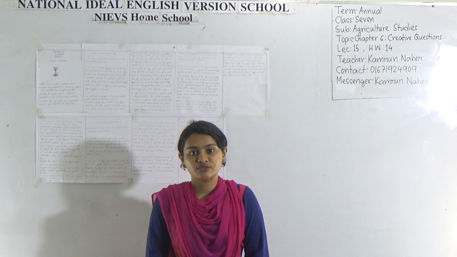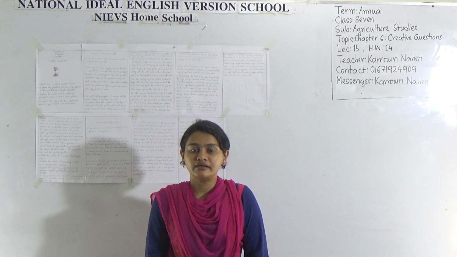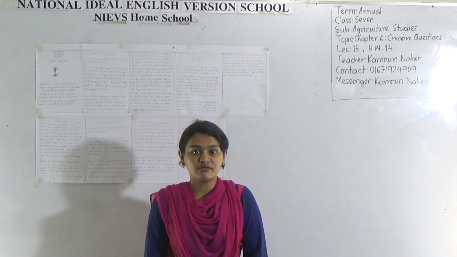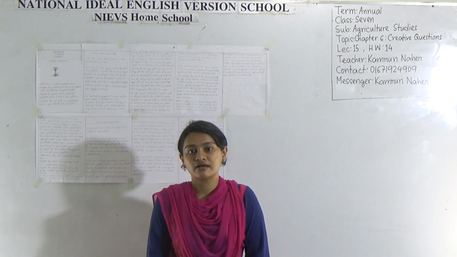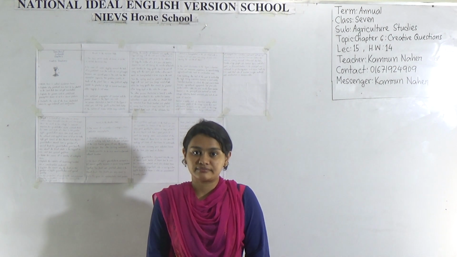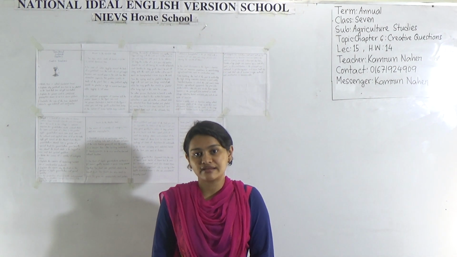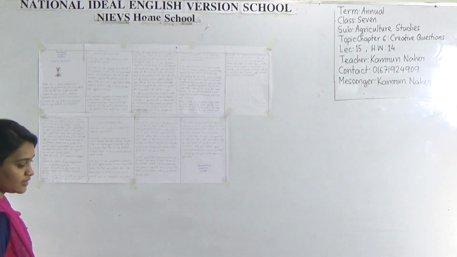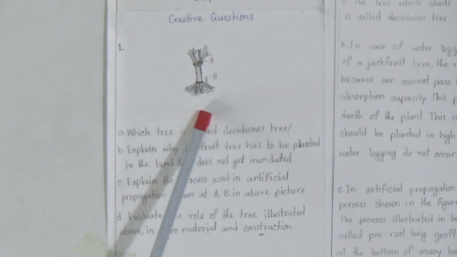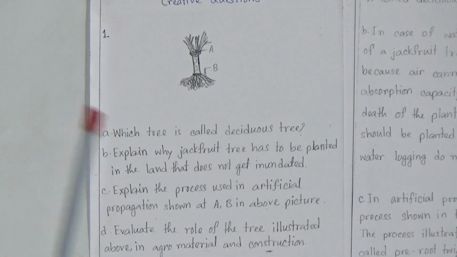My dear students, today I am going to take an Agriculture Studies class for the students of class 7. And our today's topic is creative questions from chapter 6. So my dear students, let's start the class today. So there are two questions in your book, and now we will discuss the creative questions.